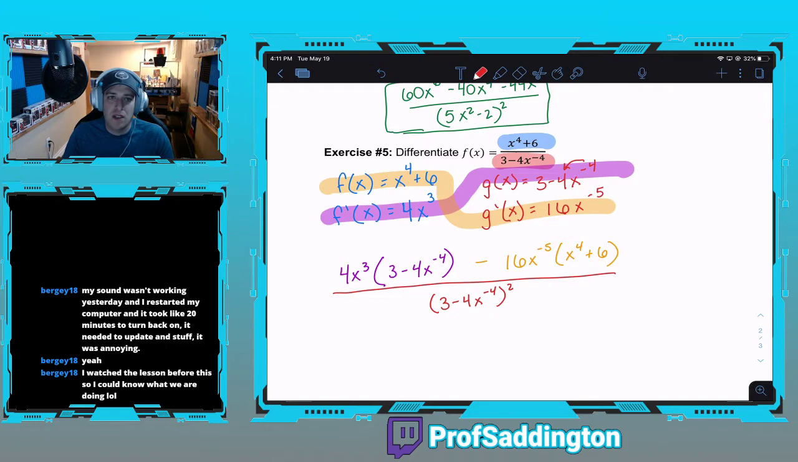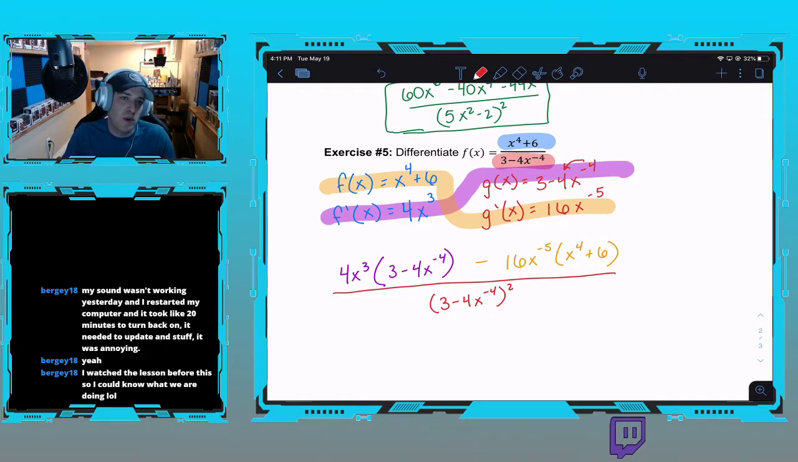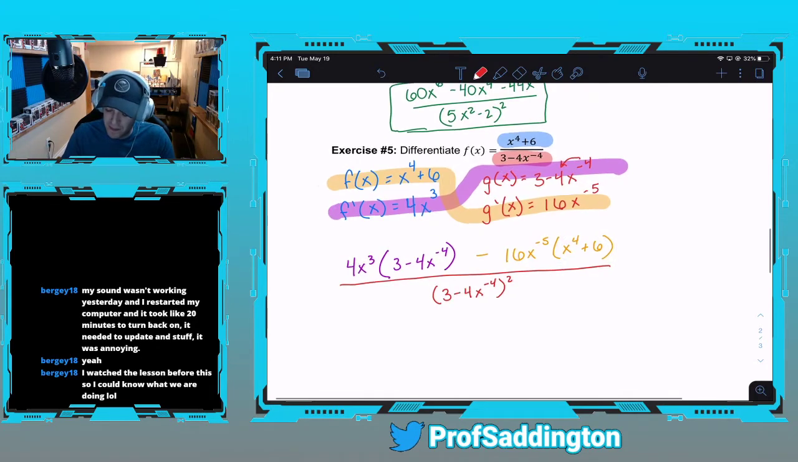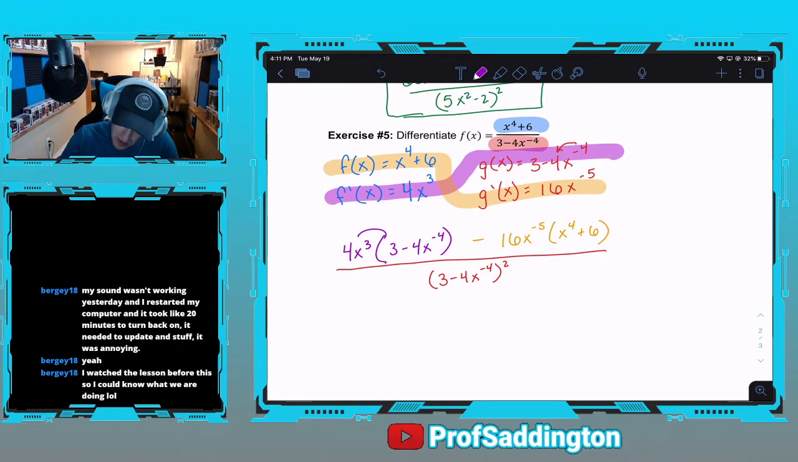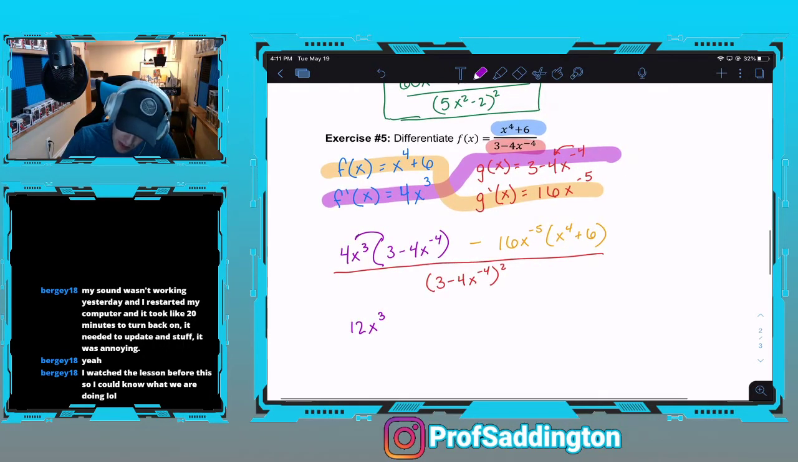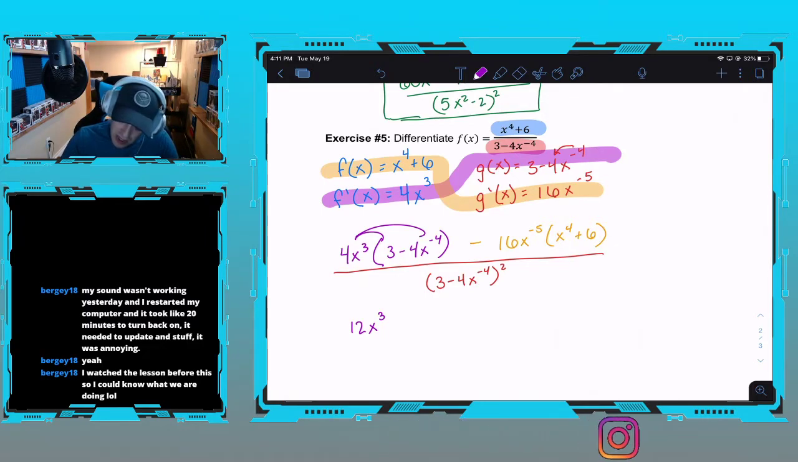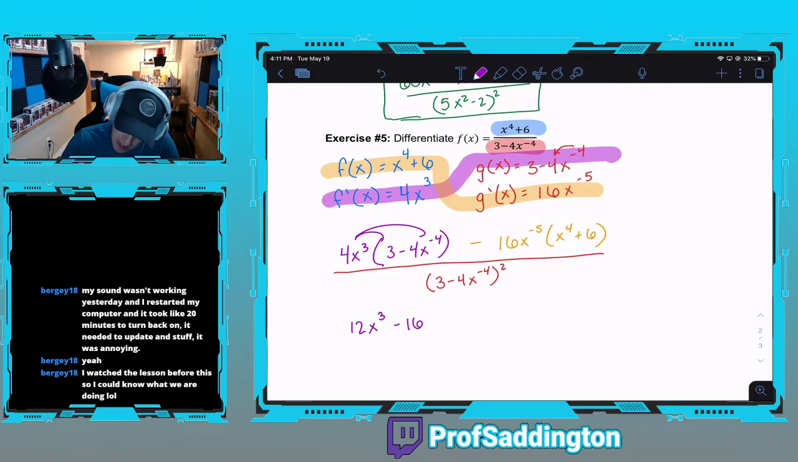So from here, it's going to be just like exercise number 4. We're just going to simplify the top, combine like terms, and call it a day. So I'm going to distribute. 4x to the third times 3 is just going to be 12x cubed. 4x cubed times negative 4x to the negative 4 is going to be negative 16x to the negative 1 because it's a positive 3 minus 4.